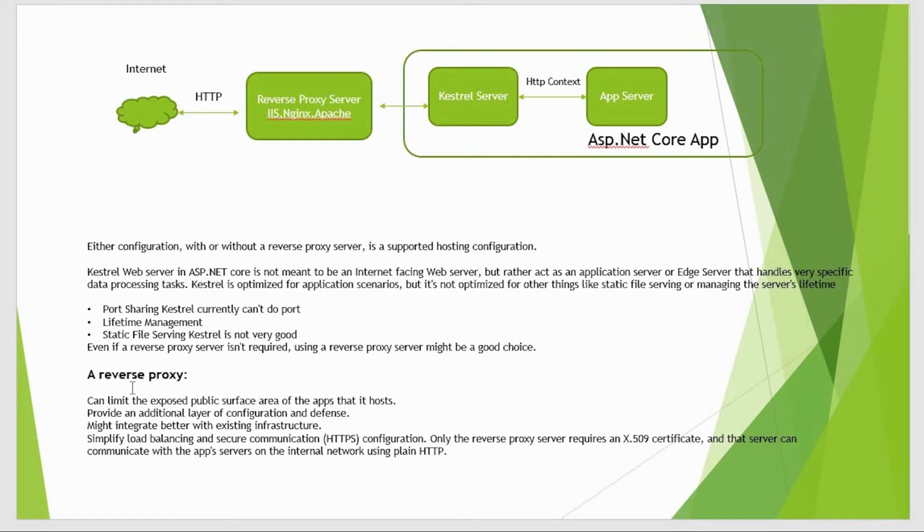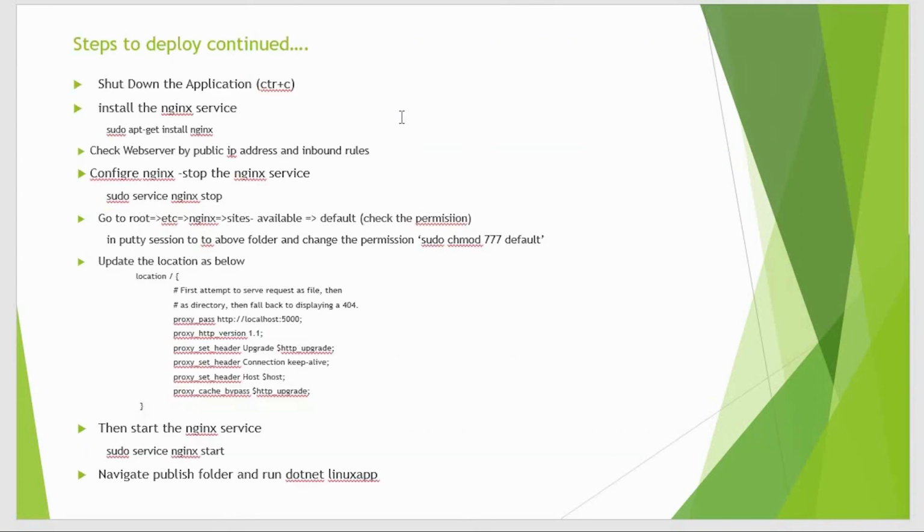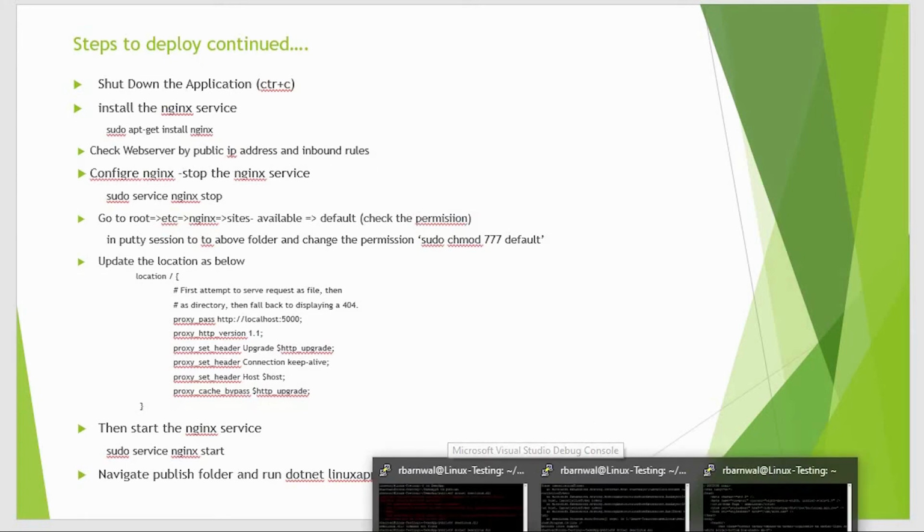Now we have multiple benefits to introduce the reverse proxy server. We can limit the exposure of this particular Kestrel server, whatever application we have deployed on that. So now we'll see how we deploy the application using the reverse proxy server. Here I am taking the example of Nginx. The same steps will be followed for Apache also and for any kind of server.